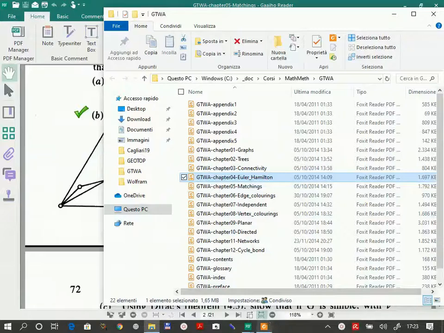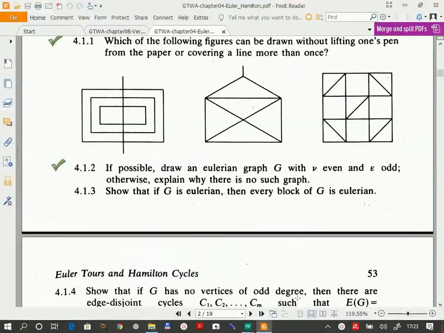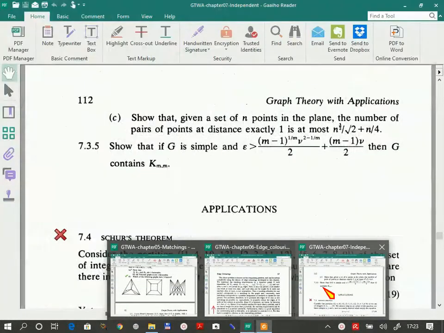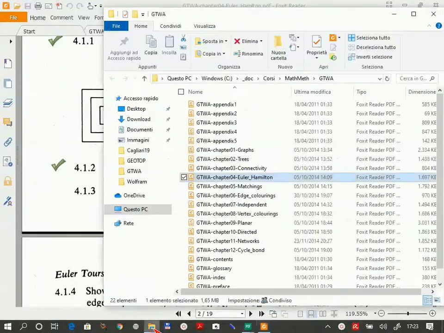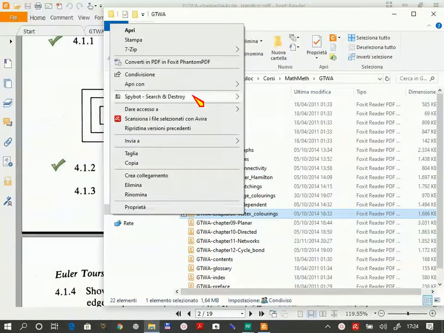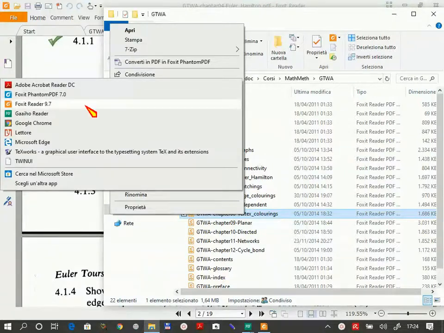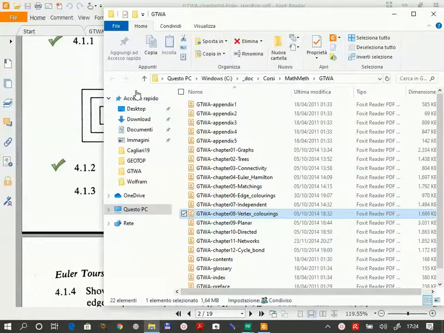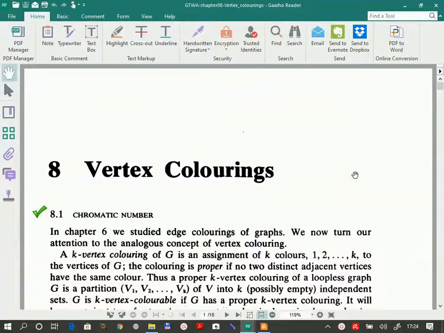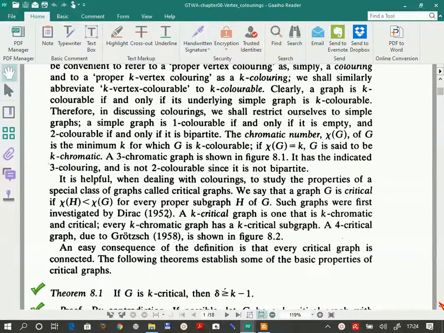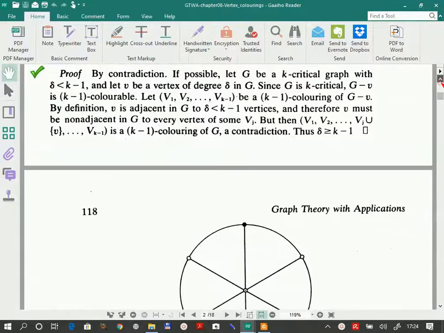So let's go to this chapter. All right. So, vertex coloring, as we have seen.